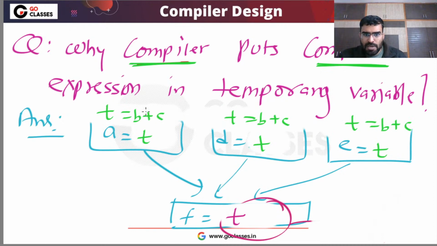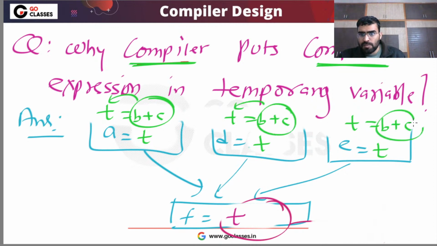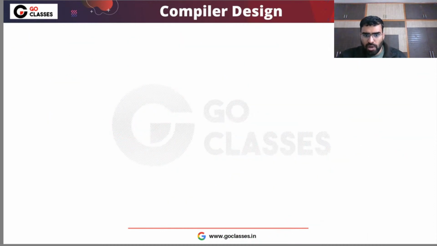Very simple. This b plus c I compute and put in t. Then I'm going to do a equal to t. So this t I'm going to put in a, this t in d, this t in e, and finally I'm going to put t here. So this is the solution. I hope you like it. Did you like this solution? Quite good, right? Yes or no?